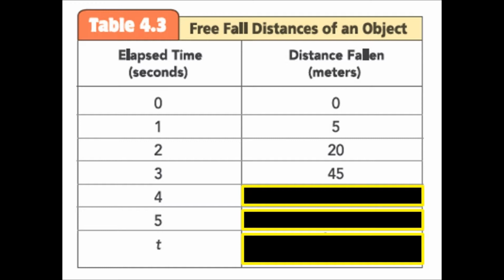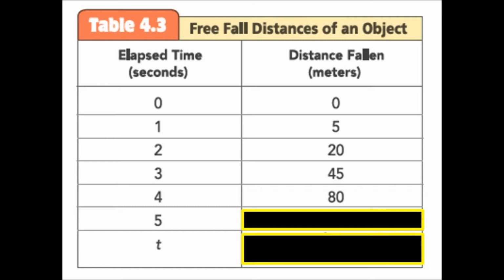So if that logic is correct, then after 4 seconds, it would be going 40 meters per second. The average velocity, therefore, would be 20 meters per second. 4 times 20 is 80. Let's see if that works. After 5 seconds, it would be 50. Half of that is 25. 25 times 5 is 125. So it looks like the logic is starting to pay off.